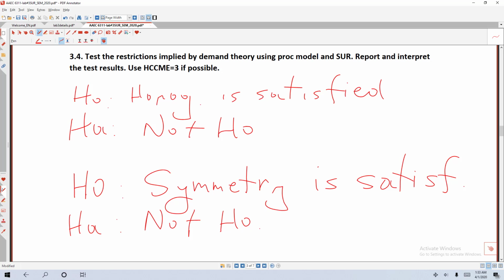Okay, so there are different objectives of testing. And this is the way to go about doing it. I mean, again, if you take an advanced demand theory class, you have some more discussions about these things. But that's the way in which you can test those restrictions. Okay, so let's see if it's possible to use HCCM3 for our purposes.